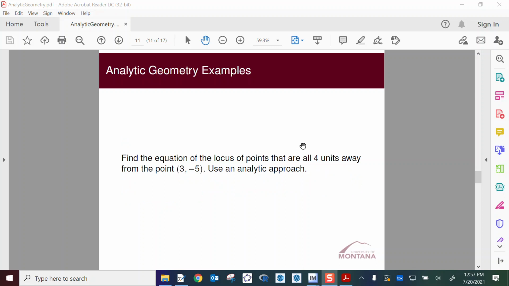So let's find the equation of the locus of points that are all 4 units away from the point (3, -5) using an analytic approach. In this particular problem, we're after an equation, so some relationship between x and y, and we're looking for this collection of points all 4 units away from (3, -5).